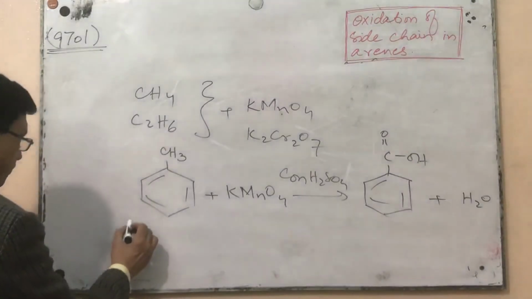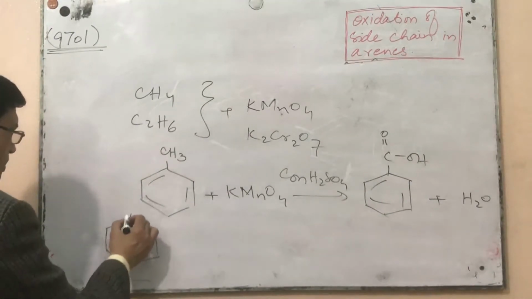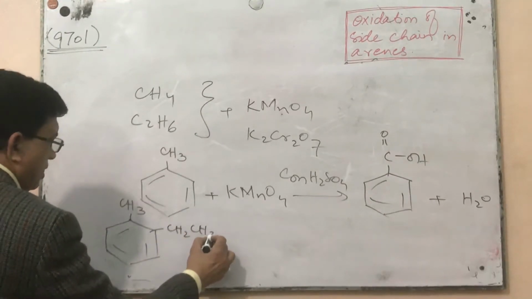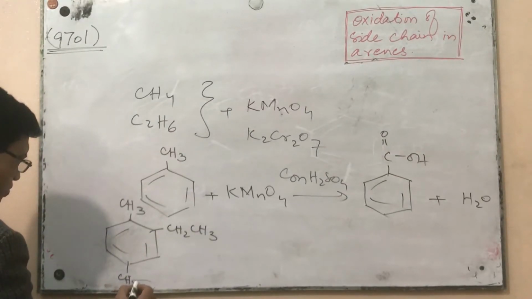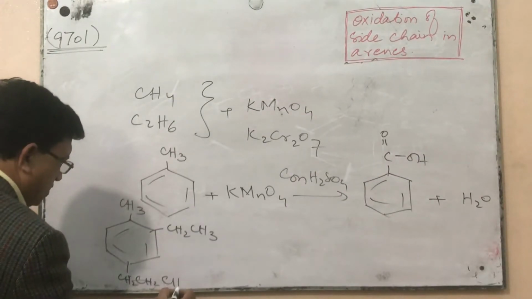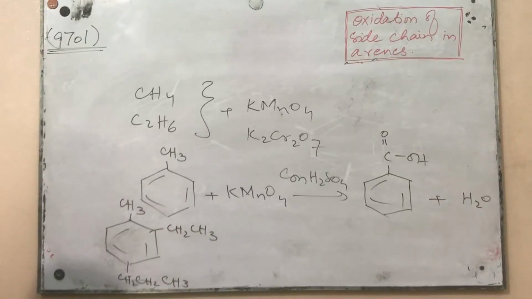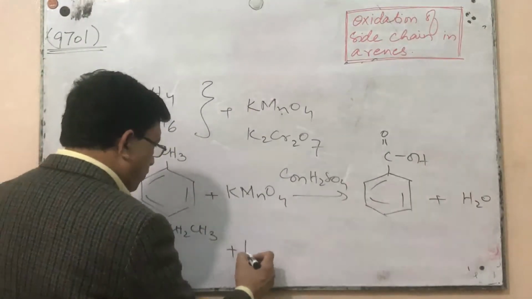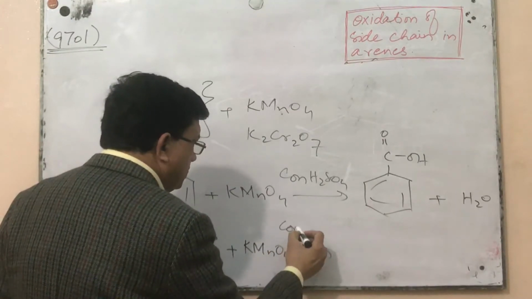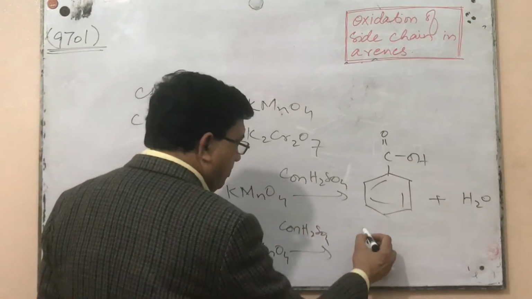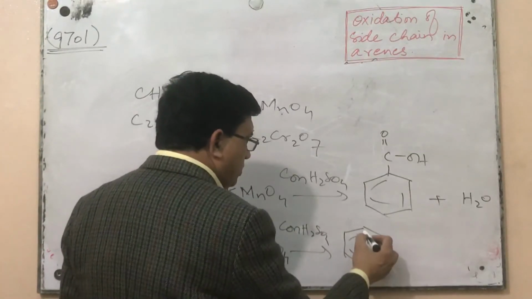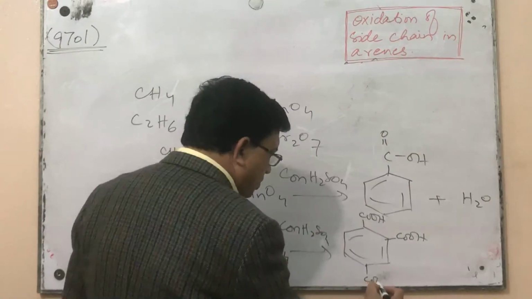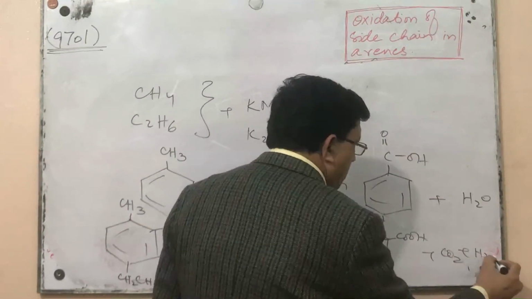Now, if we have more than one group attached, for example, a methyl group, an ethyl group, and here a propyl group, CH2 and then CH3, what will happen? If we oxidize this product, all of the alkyl groups will be changed into carboxyl groups on reacting with KMnO4 and concentrated H2SO4. What will be the final product? Wherever the alkyl group is present, it will change into a carboxyl group here. This will also change into a carboxyl group here, and this will also change into a carboxyl group here, producing carbon dioxide and water along with them.